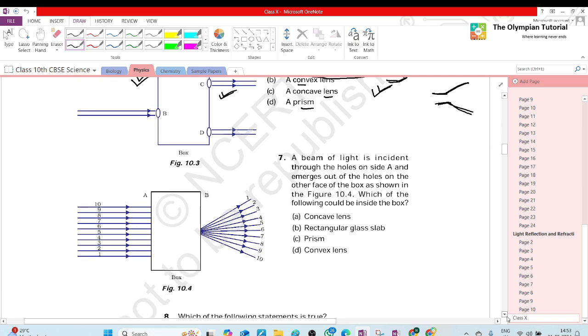Seventh, observe the incident ray and emergent ray. Ma'am, it's not a glass slab and I don't think it's a convex lens either. Is it either a prism or a concave lens? Ma'am, I think it's a concave lens. How? Ma'am, because the light rays are diverged. No, divergent. Ma'am, it can be a prism too.